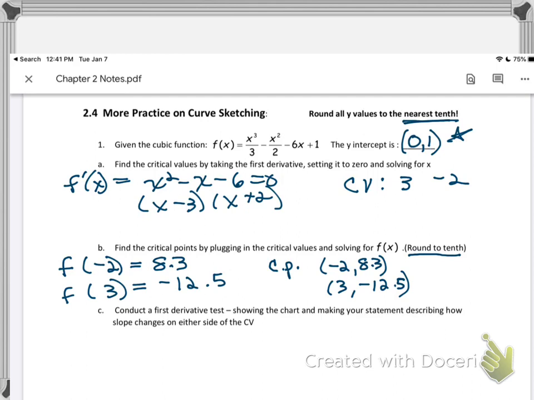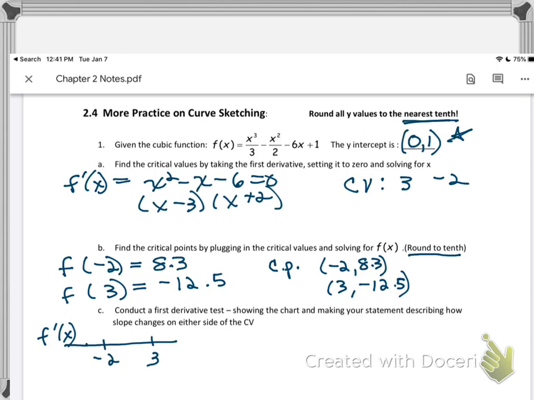C tells us to conduct a first derivative test showing the chart and making your statement describing how slope changes on either side of the CV. So again, I'm telling you what to do. I'm not going to tell you what to do on the quiz, but you should internalize these questions so that you know what your procedure is going to be. So get your line. This is where you're going to test f prime of x, and I put my critical values on my number line, and I check on either side.